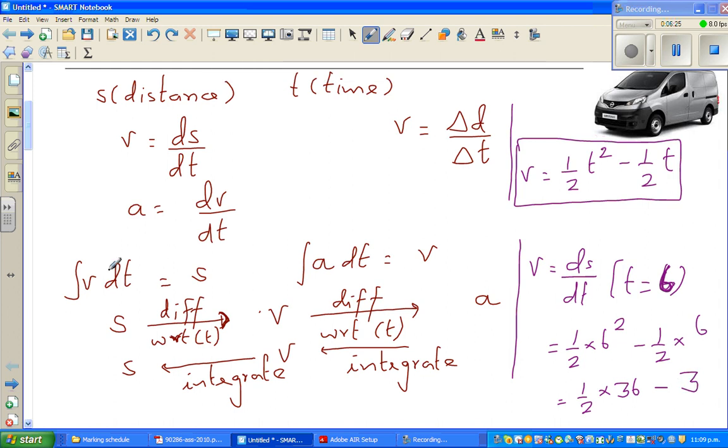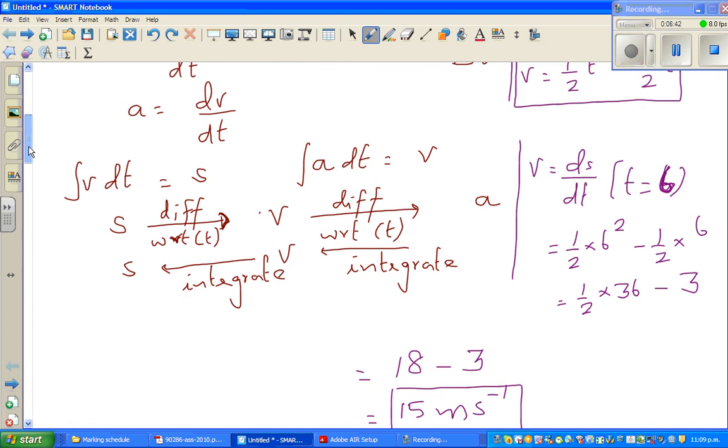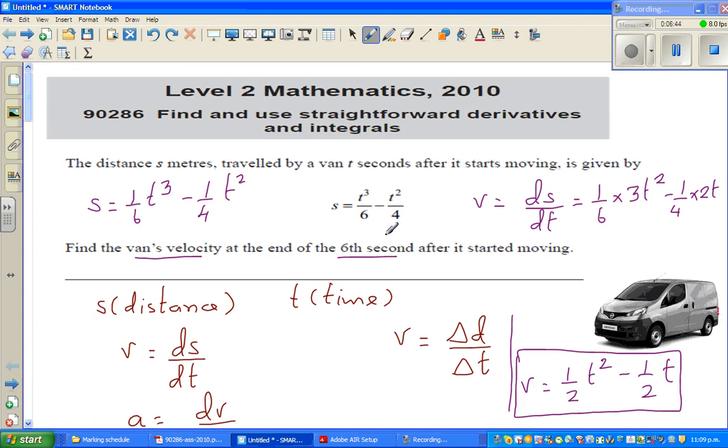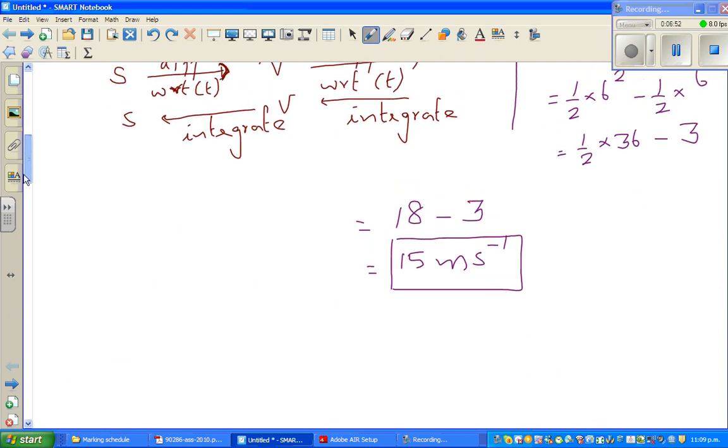Okay, so I'm trying to squeeze this. So this is half of 36, which is 18, minus 3, which is 15 meters per second. So the velocity of the van after 6 seconds, if the displacement or distance traveled is given by this function, you get the velocity as 15 meters per second.